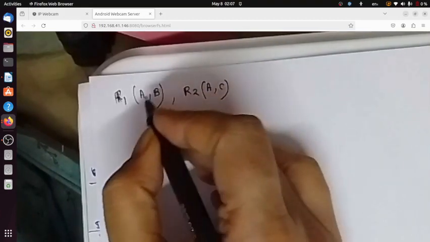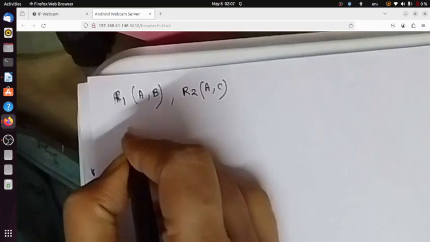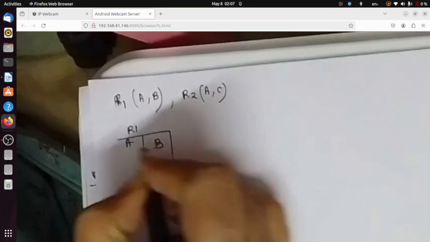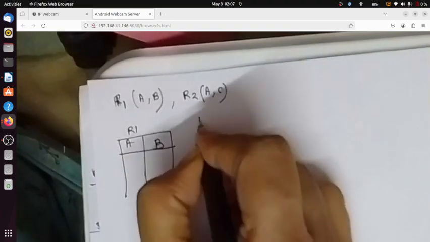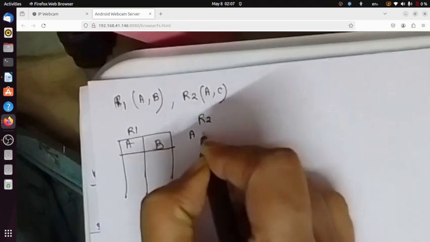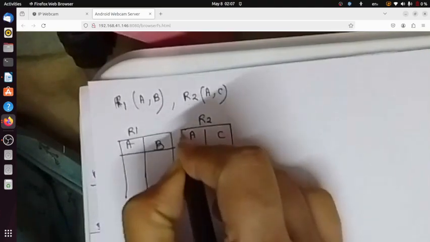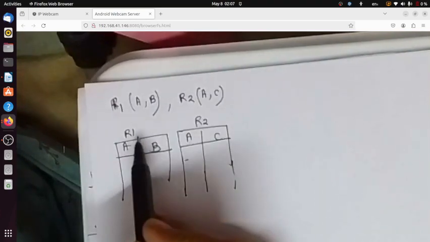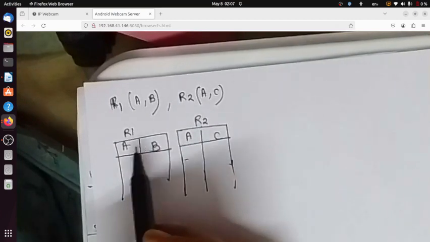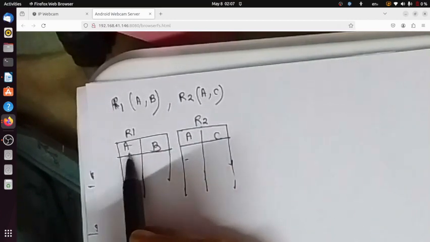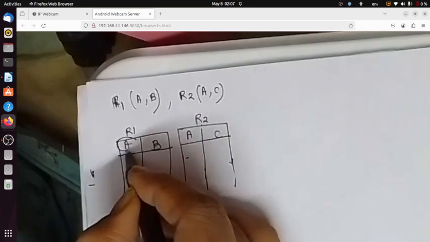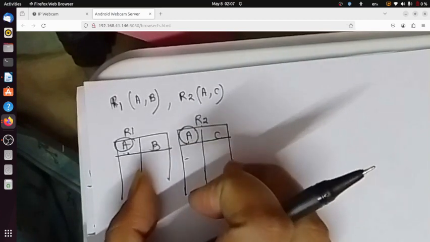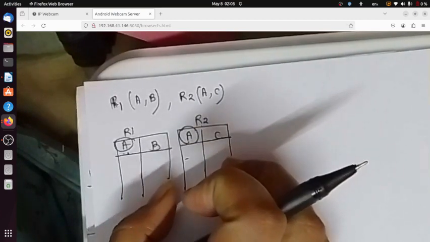If I draw the tables, how will they look? R1 will have two columns, A and B, and R2 is another relation which has columns or attributes A and C. Here in these two relations we can see that both R1 and R2 have one common column or attribute, which is A. This is the common attribute between the two different relations R1 and R2.